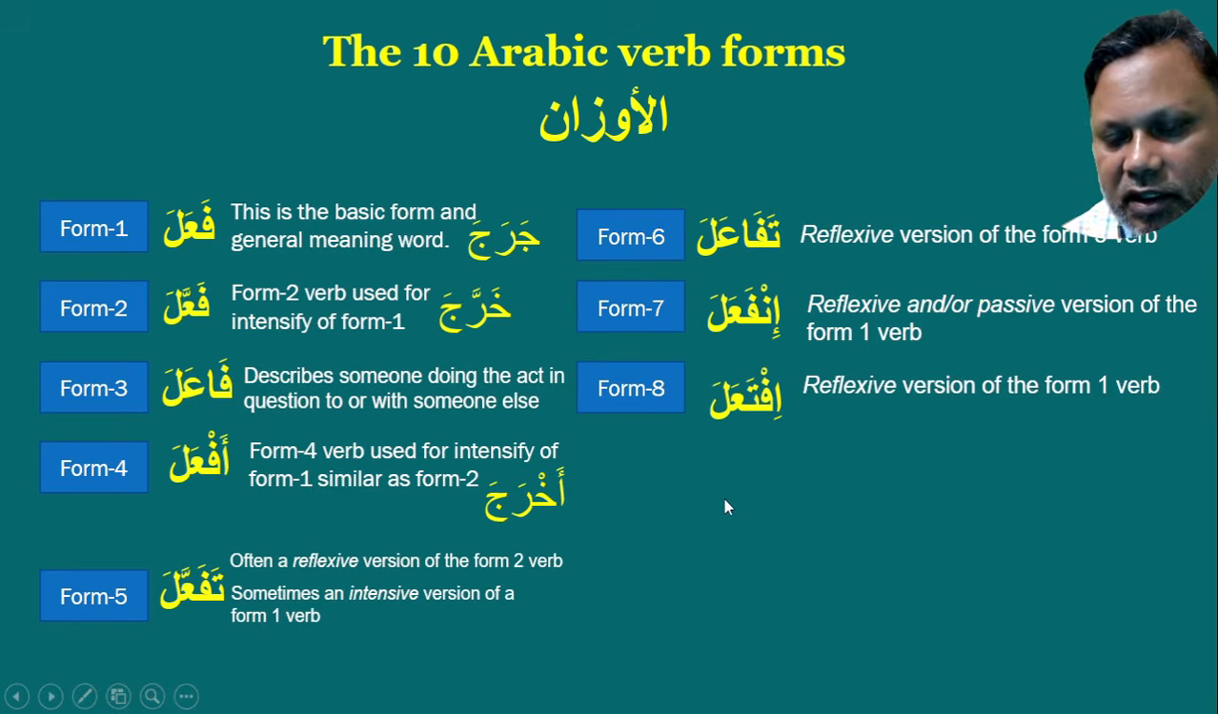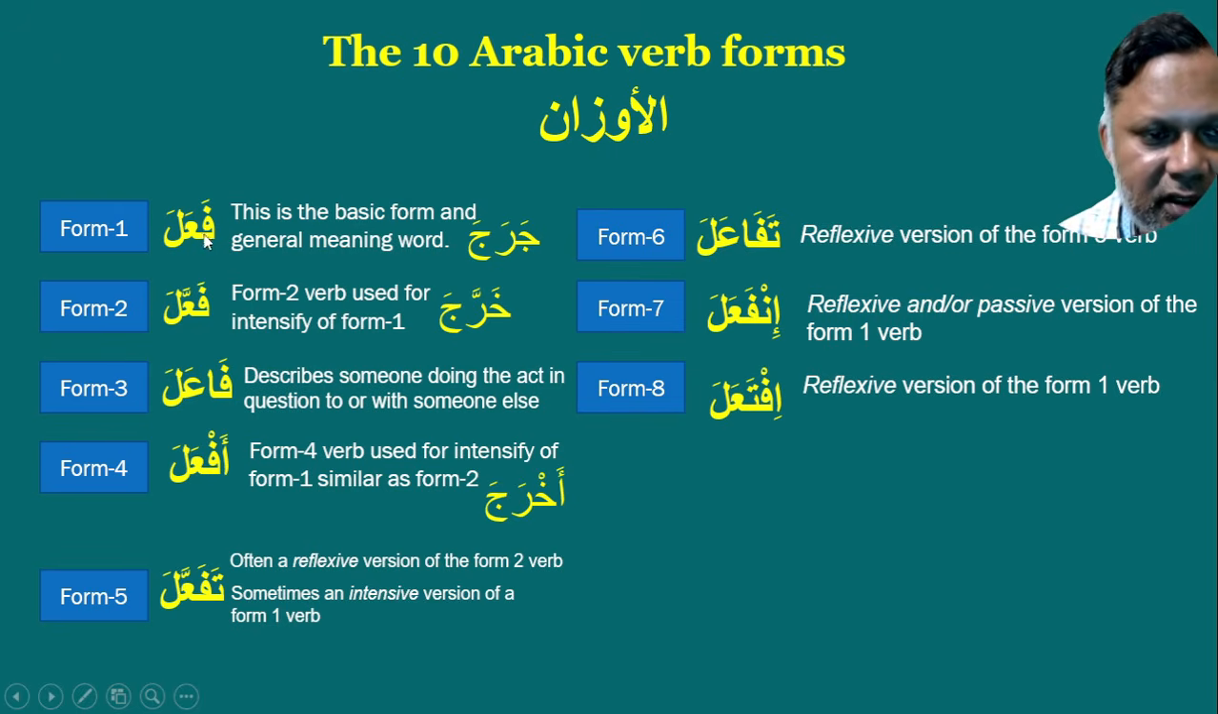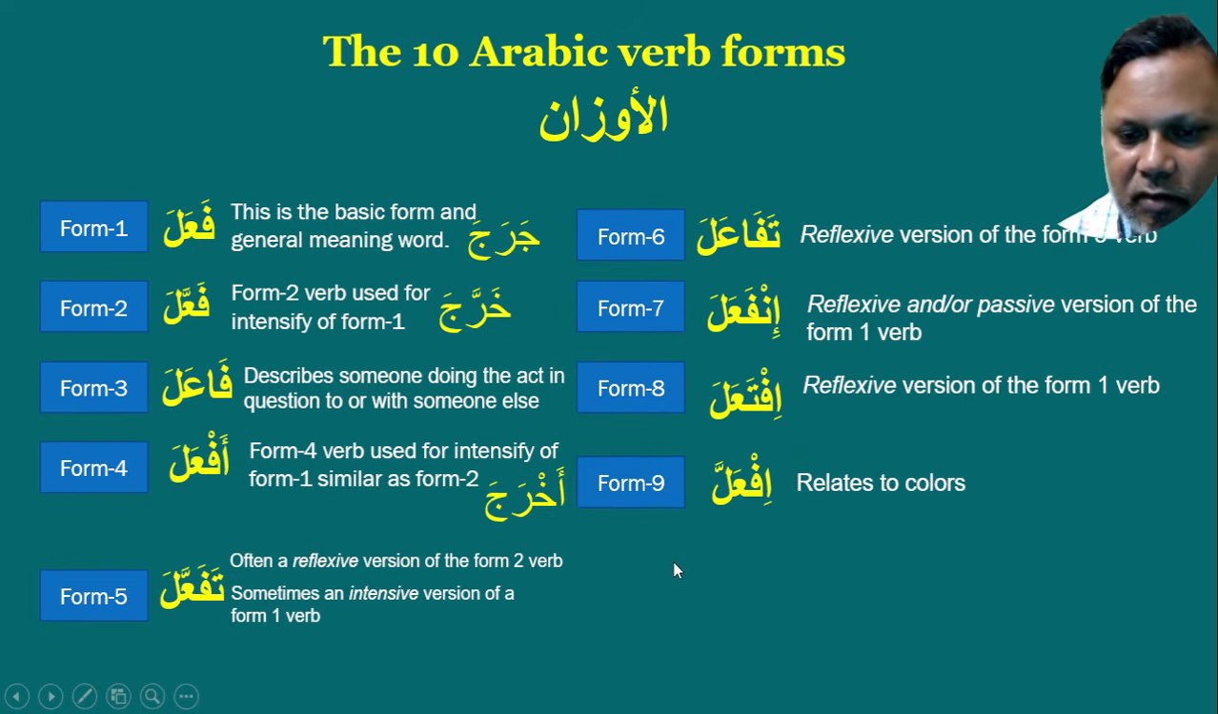And form 8 is ifta'ala. Ifta'ala is the reflexive version of the form 1 verb. We just put alif with kasra, and ta after the first letter. After fa there is a ta, ifta'ala. This is form 8. And form 9 is if'alla. The last letter becomes double. If'alla is used to relate things related to colors.